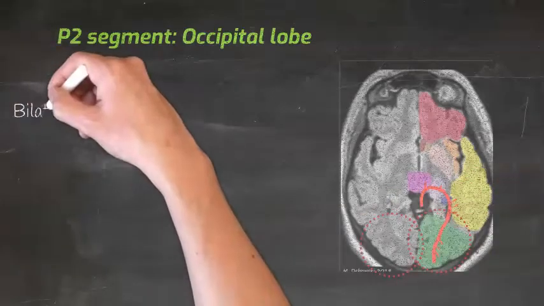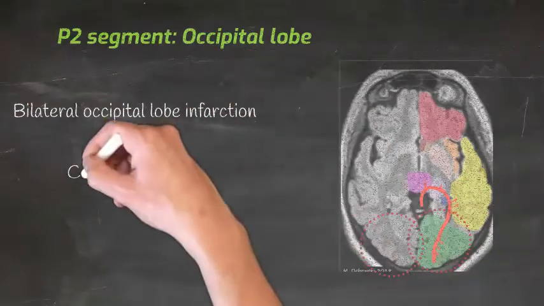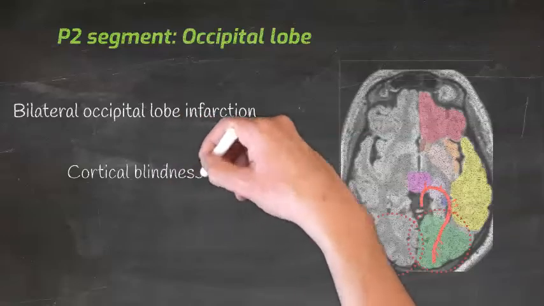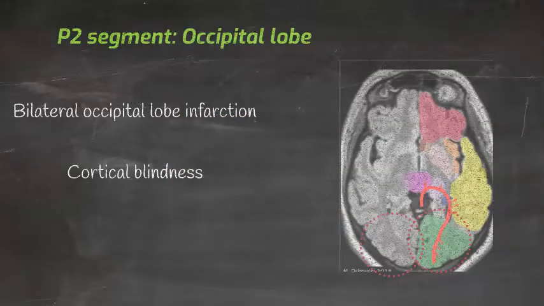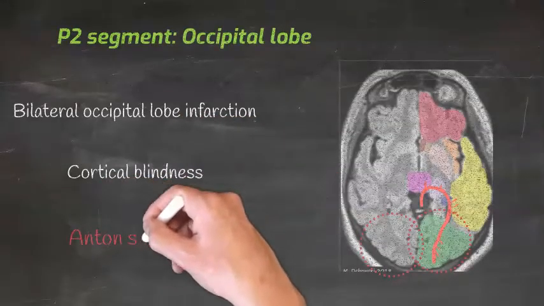So the question is, what happens when both posterior cerebral arteries are occluded? This will result in cortical blindness, and when the patient is unaware of his visual loss, this is called Anton syndrome.